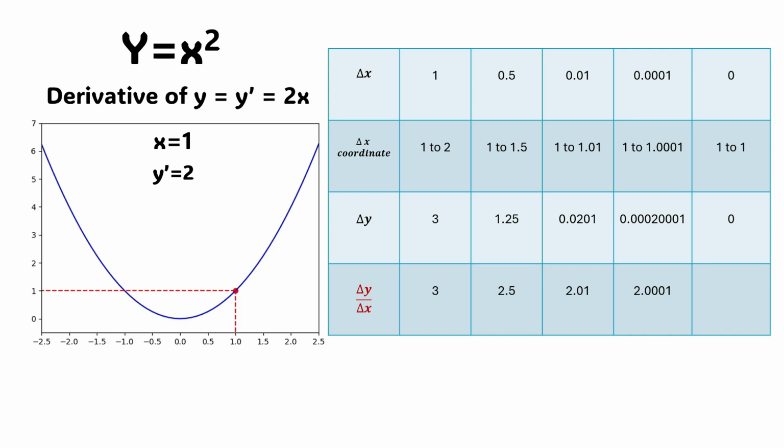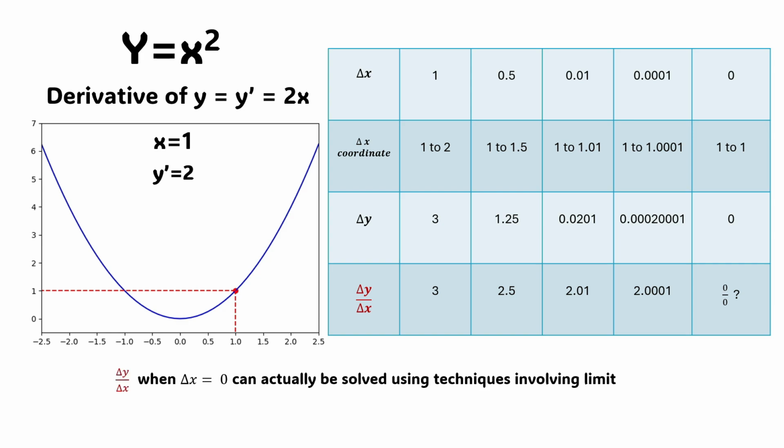Alright, finally, we get to the last one where we're going to consider a 0 increase in x. So x remains at 1. And if x doesn't change at all, y also shouldn't change. So that's why the change in y is 0. The big question is, can we still calculate the ratio here? Do we have an answer for 0 divided by 0?